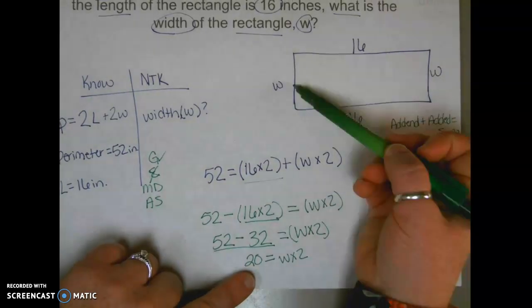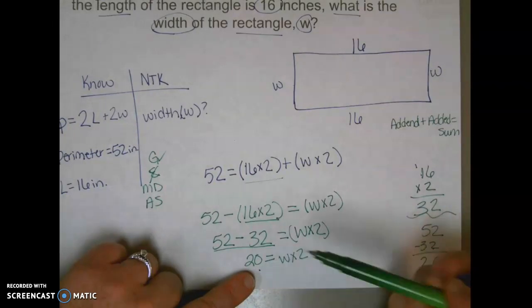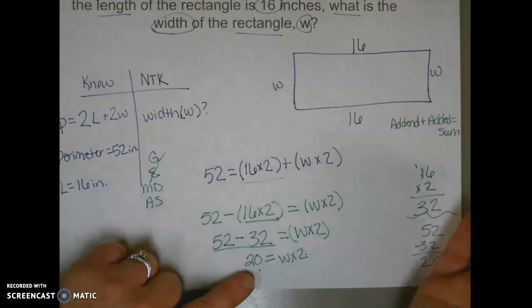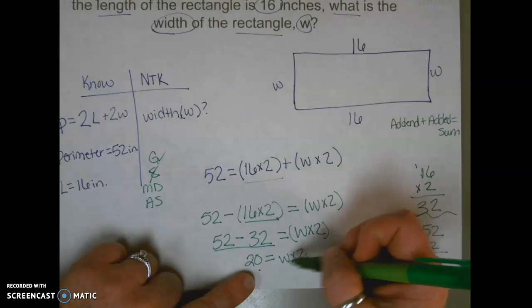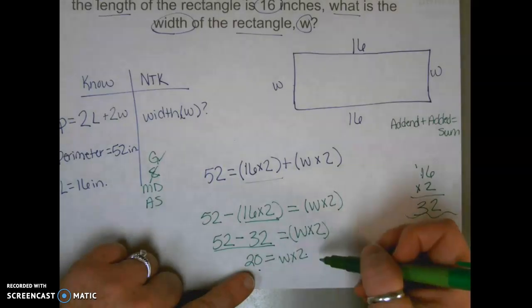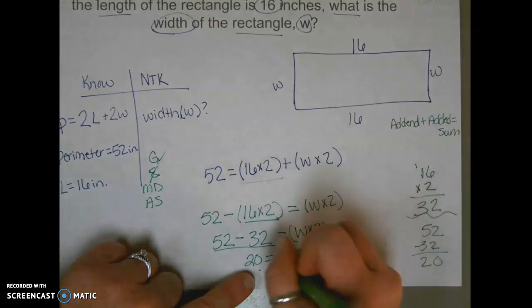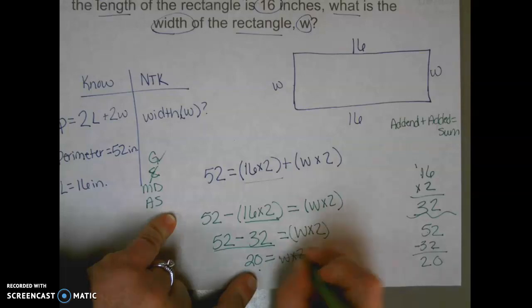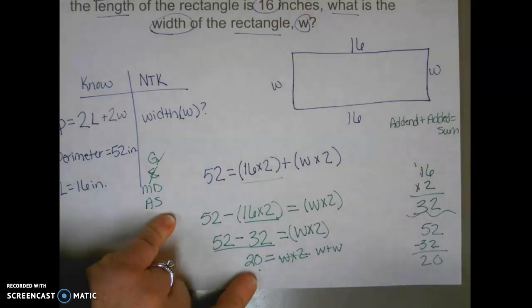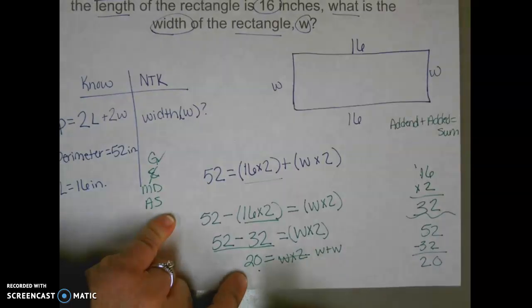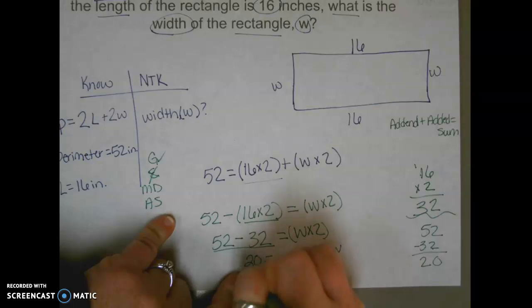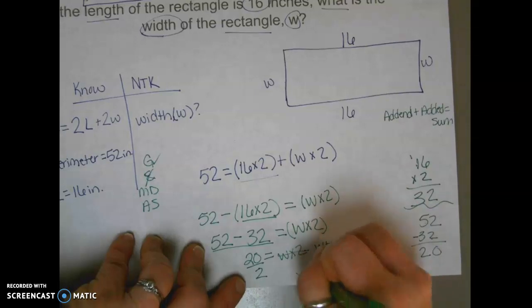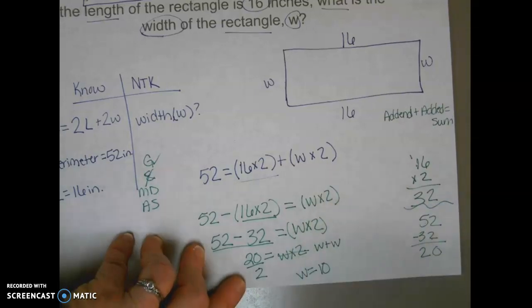Well, that means these two put together equal 20, because really W times 2 equals W plus W. It's the same thing. And so this means 2 times W, and I can use my inverse operation of division. Or I can say W times 2 is W plus W. And then I'm able to say, well, if I have 2 equal W's, if I divide this side by 2, then I'm able to say W equals 10.